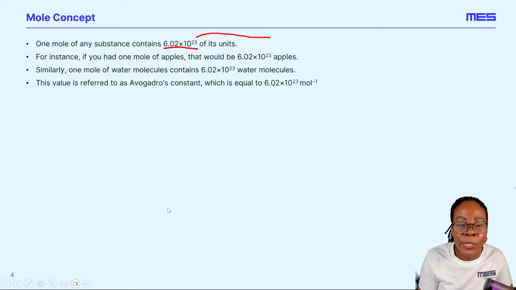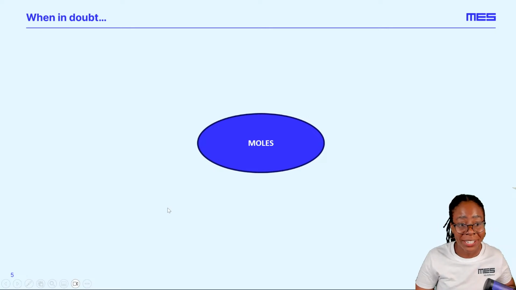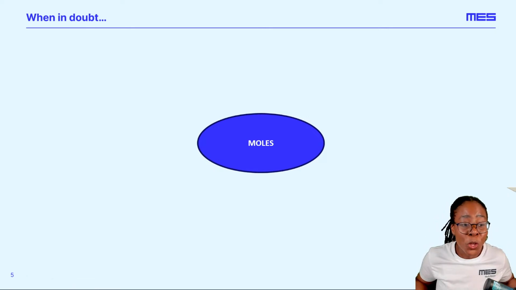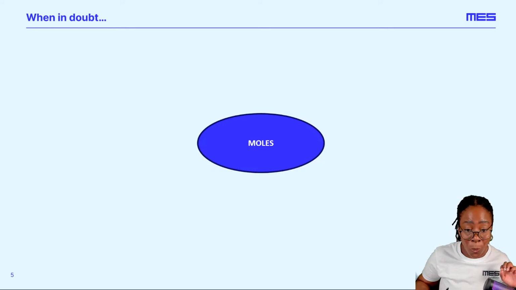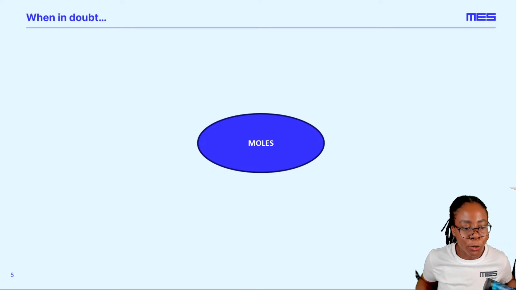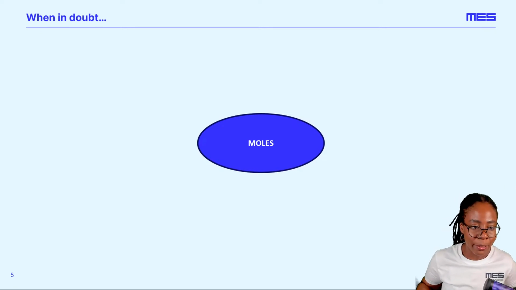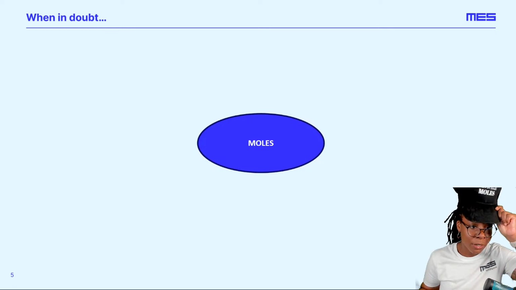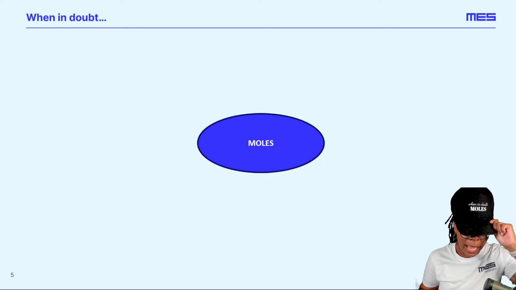Now, as we know, there are different ways that we can calculate moles. Anyone that's been in any of my lessons before knows that something I say most often is, for these calculations, when in doubt, moles. If you're ever not sure how to approach a calculation, I strongly recommend starting off by calculating the number of moles and then going from there. I said it so much that my year 13s a couple of years ago actually made me this hat. That's how important it is.